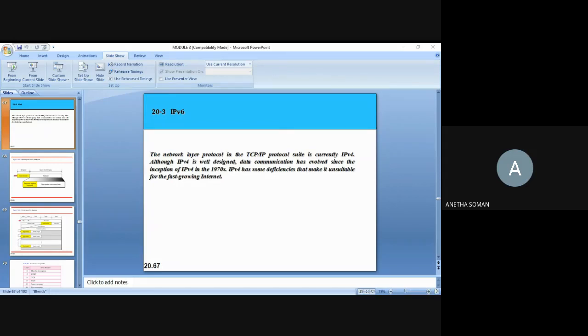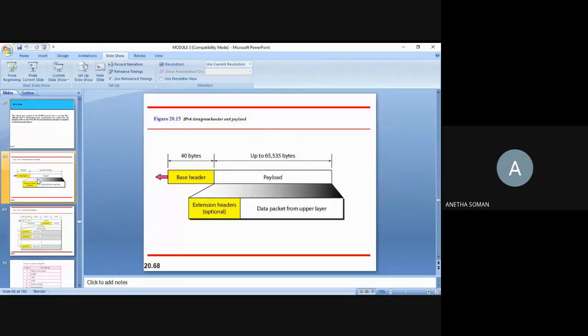Okay, and comparing the header format of IPv4 and IPv6, you will have a better header format in IPv6. And IPv6 will provide more security. Now, what is the format of the IPv6 datagram packet? You can see it in the next slide: IPv6 datagram header and payload.